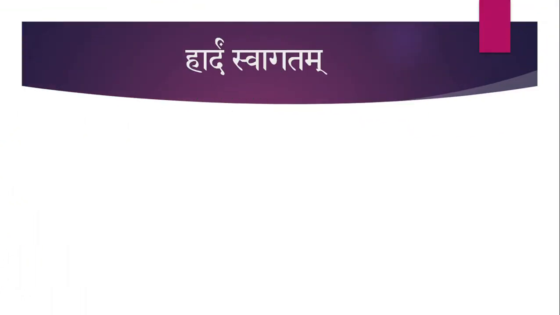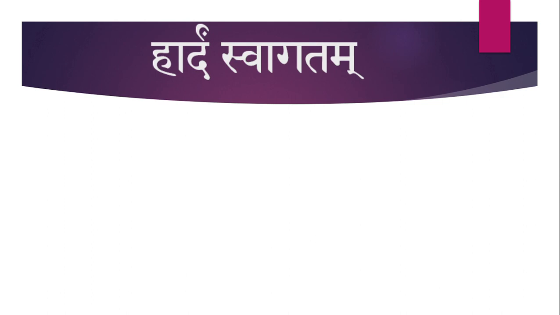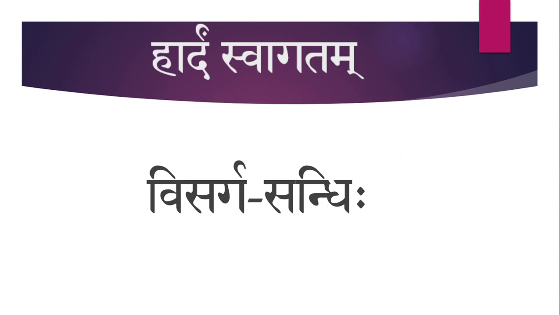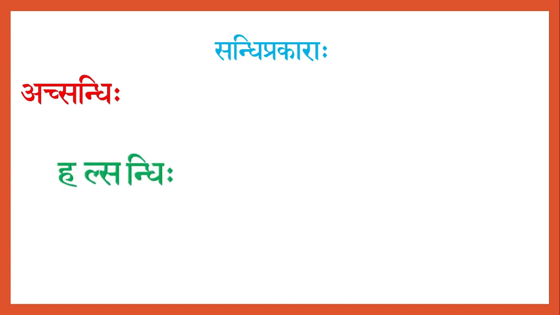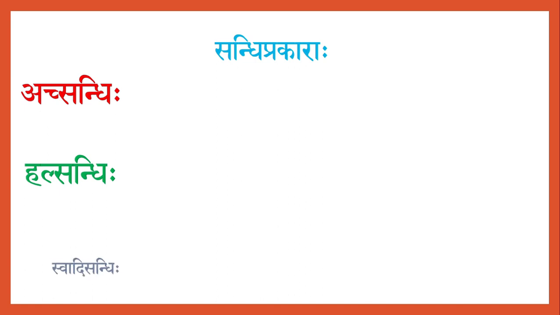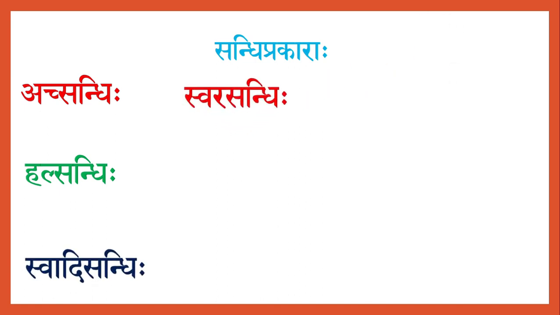Welcome. Today we shall study about the last type of sandhi, that is Visarga Sandhihi, which we have already seen. It is also known as Swadi Sandhihi. We have already discussed that sandhis are of three different types, that are the sandhi prakaraha. Ach sandhihi or swara sandhihi is the first one. Second, hal sandhihi or vyanjana sandhihi. And the third, swadi sandhihi or visarga sandhihi.